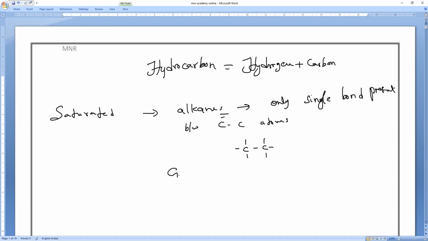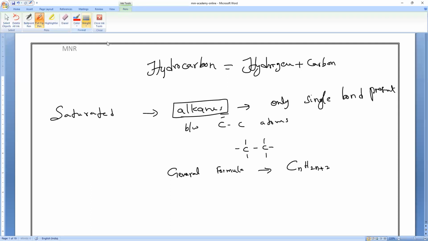The general formula is very important. What is the general formula of saturated hydrocarbons, alkanes? CnH2n+2. The general formula of saturated hydrocarbons, known as alkanes, is CnH2n+2. Am I right, Hari? Others? So CnH2n+2.